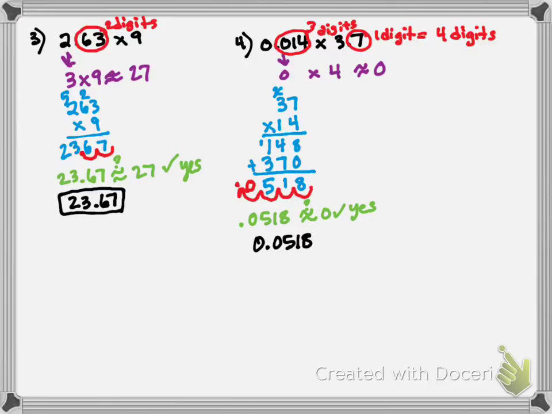518 thousandths. Okay? So all the problems that you can do are just variations of these numbers, but the process is the same.